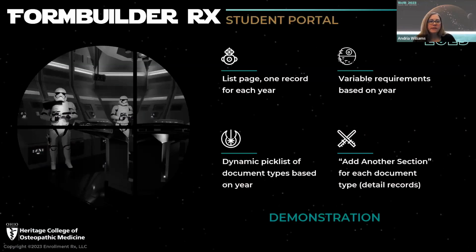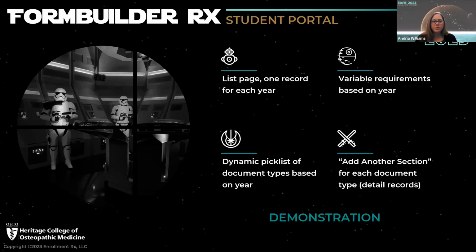So the next one is the student portal design. These were some of the requirements that we had when we designed the student portal aspect of it. And that was definitely way more Eric's side of it. He does a lot more of the FormBuilder stuff. But we created a list page that covered 1 record per year. The requirements vary based on what OMS year they are. As incoming first-year students, there's a lot more documentation we have to gather, especially around immunizations. Years 2, 3, and 4, we don't necessarily need all those upfront documents.